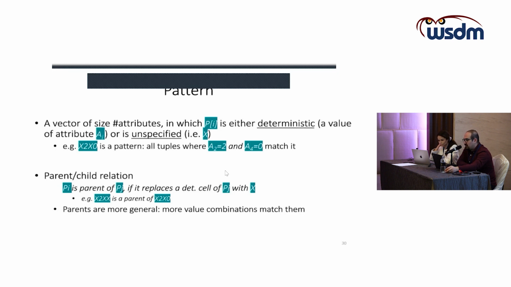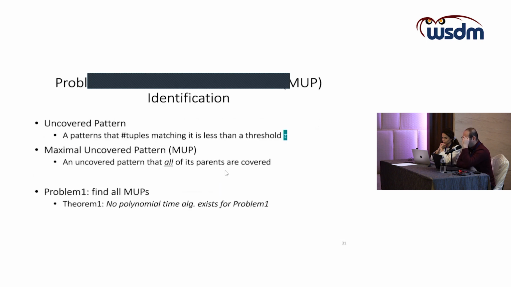And on top of the patterns, a parent-child relation is defined: a pattern is the parent of another pattern if it only differs in one cell, and in that cell one of them is not identified but the other one is identified. For example, X2XX is a parent of X2X0. And note that all the tuples that match X2X0 also match X2XX. What is the goal? The goal is to find the uncovered patterns. What is an uncovered pattern? A pattern for which there are less than a threshold of samples in the data set that match it. And more specifically, we are interested in finding maximal uncovered patterns, and those are the patterns that, first of all, are uncovered, and second of all, their parents are covered.